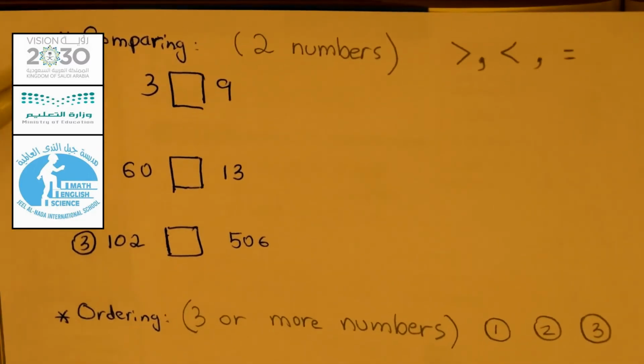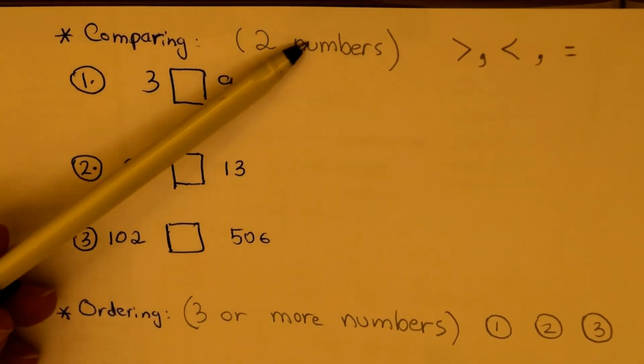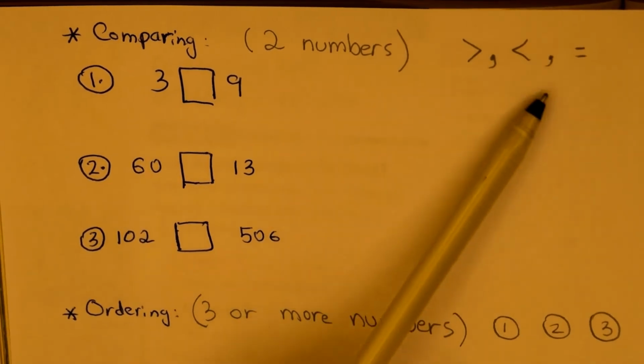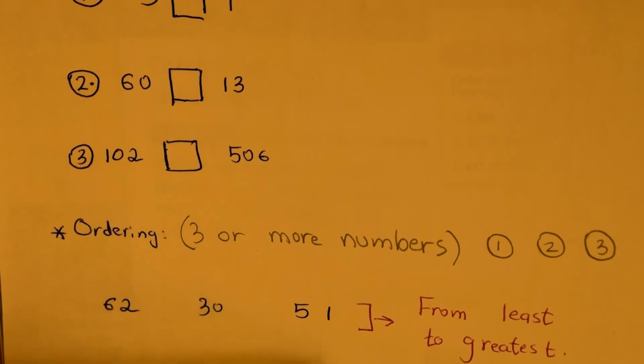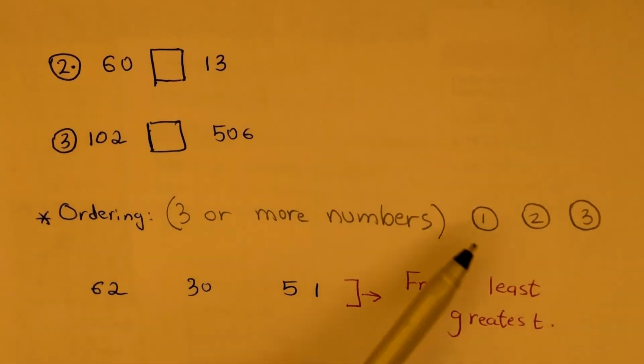So I will use comparing when I have two numbers. I will write greater than, smaller than, or equal. And I will use ordering when I have three or more numbers. Then I will say this is the first, second, and third number.